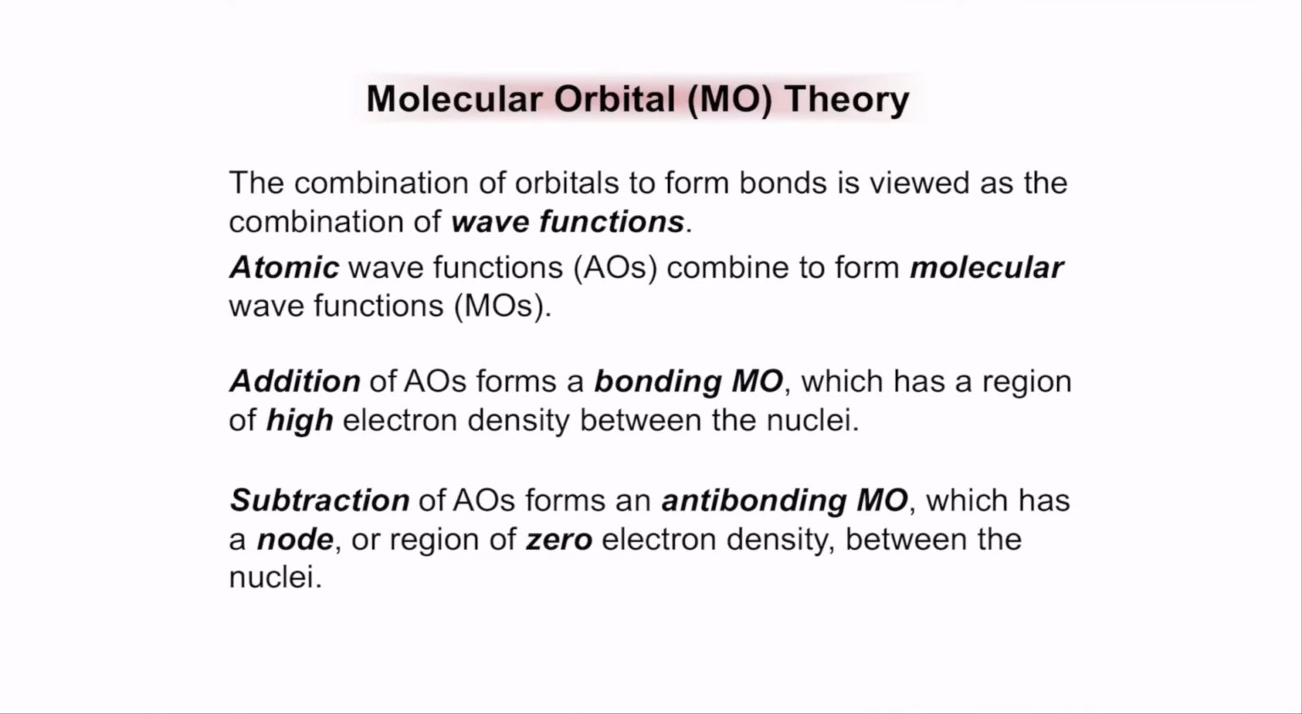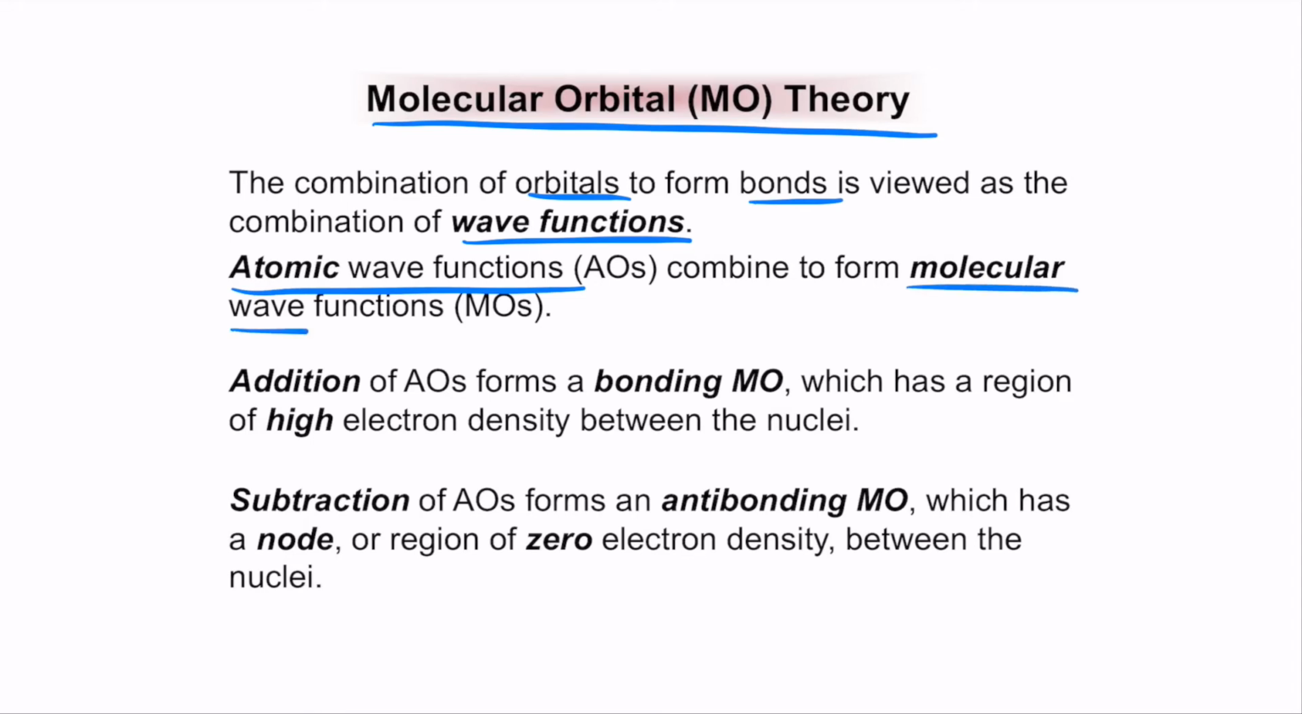Next, let's come to the last topic, molecular orbital theory. Now, the combination of orbitals to form bonds is generally viewed as what we call a combination of wave functions. So we use the term atomic wave functions to explain the molecular wave functions. Atomic wave functions combine to form molecular wave functions, and the addition of these atomic orbitals, the atomic wave functions, creates a bonding molecular orbital.